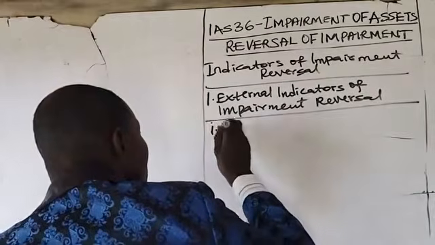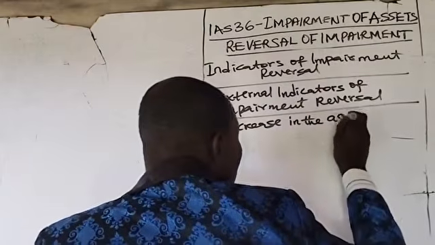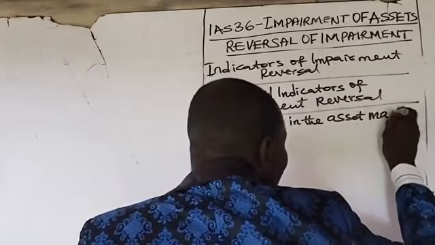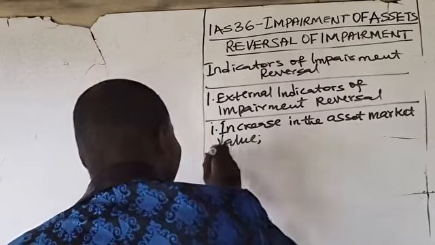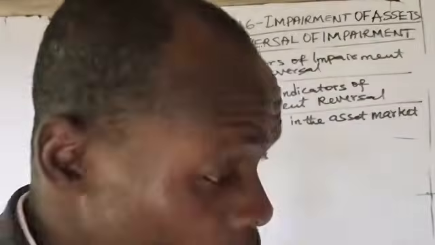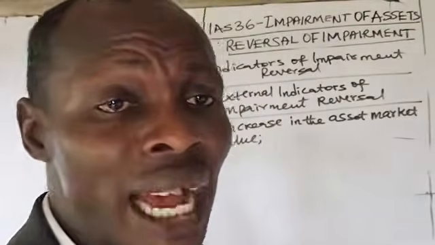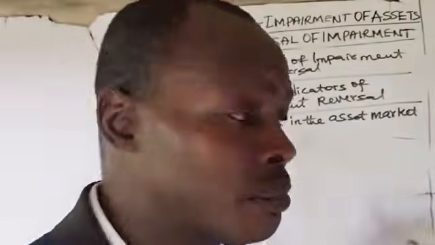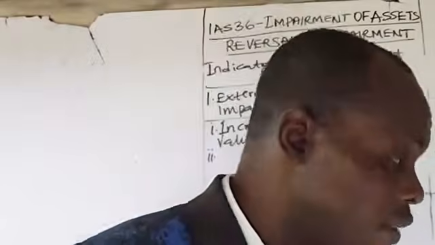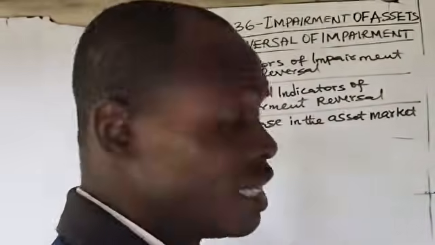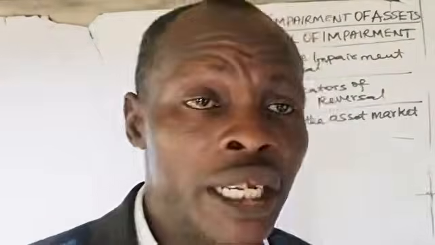Increase in the asset market value. Where the market value of the asset has increased, that is a condition that the value of the asset has improved. If it's now worth more than what it was worth in the past, that is a condition that the value of the asset has been improved. In that case, the impairment loss you have granted on such an asset in the past will need to be reversed.